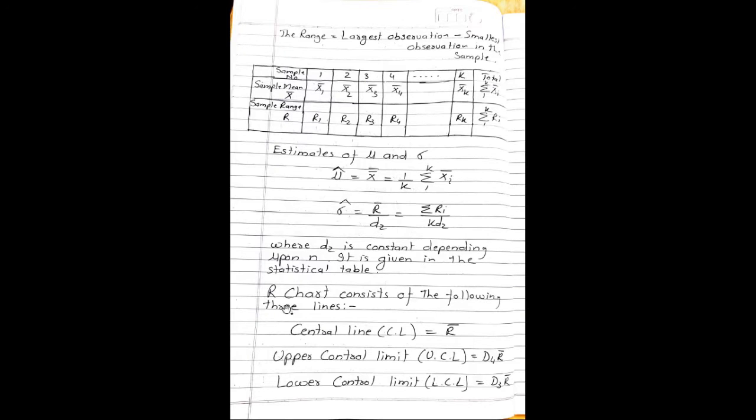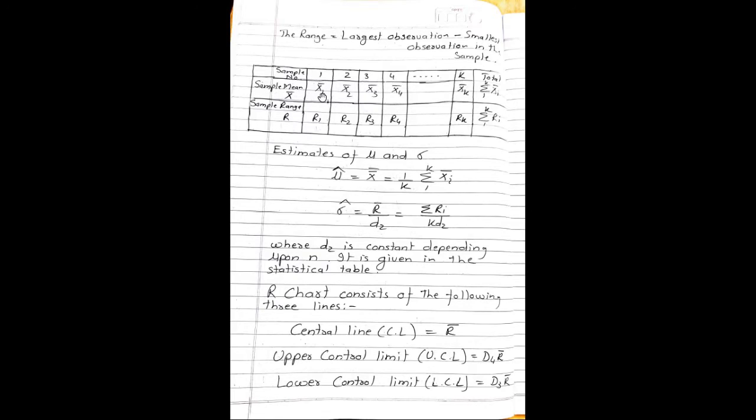Control charts when the standards are not given. The standards are unknown, which means mu and sigma are unknown. We have taken k samples, each of size n. We find the mean X bar for every sample, and to measure the variation we find the range also. The range is equal to the largest observation minus the smallest observation in the sample. So sample numbers are given 1, 2, 3, 4 up to k. So there are k samples.